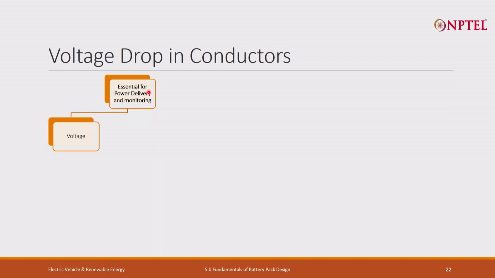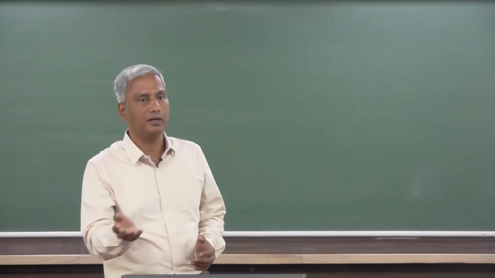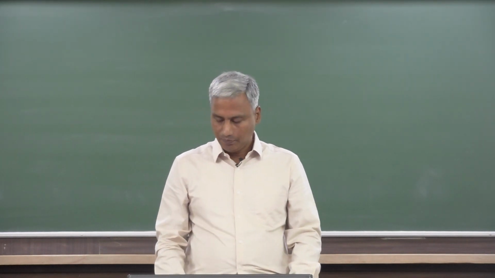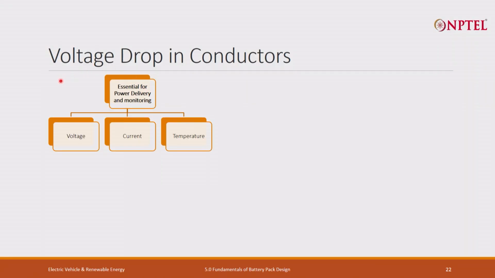So, two different types of wiring harness. One is related to the efficient power delivery, meaning current flow, and the other is for monitoring purposes, like sensor monitoring and control. So, what are the important things you need to check with this? In both cases, you need to find out voltage, current and temperature, so that we do monitoring in the power delivery path.